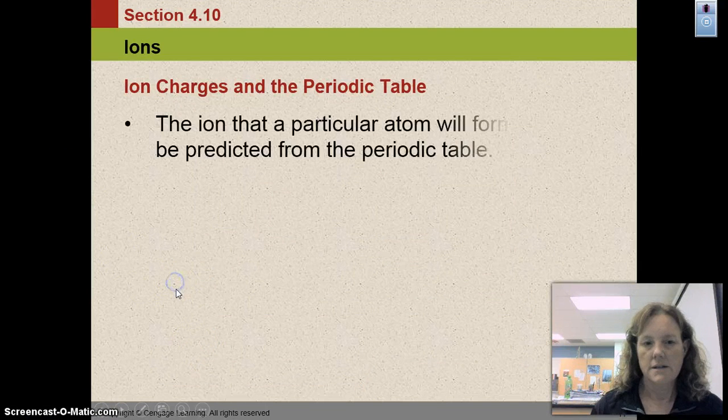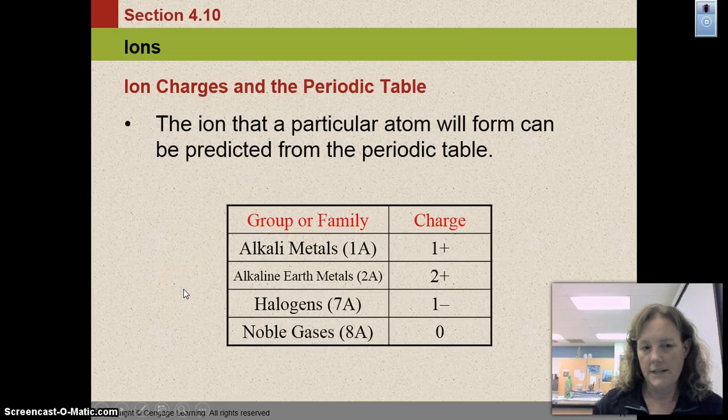All right. The ion that a particular atom will form can be predicted from looking at the periodic table. So the alkali metals, group 1A, they tend to lose 1 electron and become a plus 1 charge. So you can go ahead and take your periodic table, and above the group 1A, the alkali metals, put plus 1 at the top, or 1 plus. The alkaline earth metals tend to lose 2 electrons and become plus 2. So you can put that on top of where you have 2A or the number 2 written, put plus 2 on the alkaline earth metals.